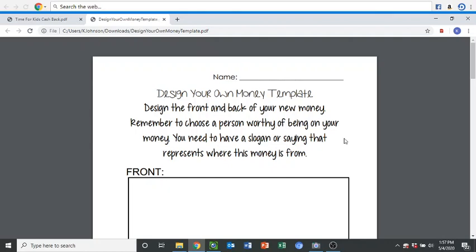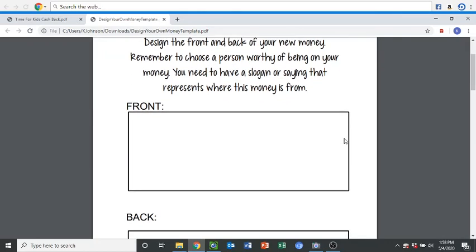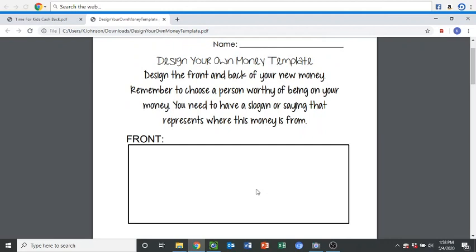And then also, you can use this template if you choose to. You don't have to though. If you would like to create your money on your own sheet of paper, that's fine. But if you would like to use this template, feel free to print this out. You're going to design the front and the back of your new money. And remember, you're going to choose a person that's worthy of being on your money.